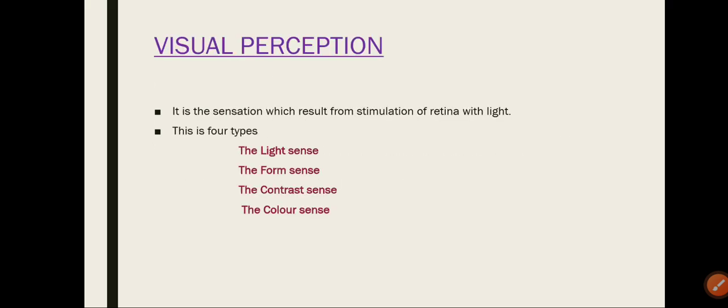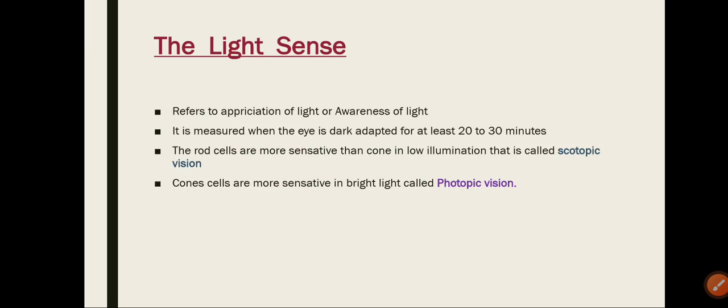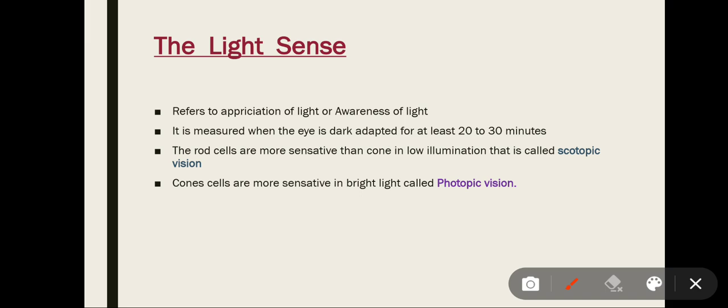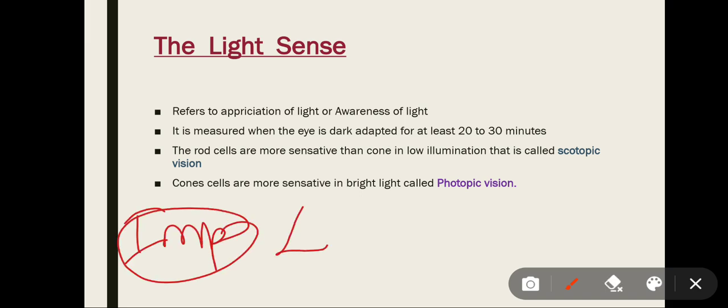So now, in light sense, this obviously refers to the appreciation of light, the awareness of light, and it is measured when the eye is dark adapted for at least 20 to 30 minutes. We have already discussed that the rod cells are more sensitive than cones in low illumination. This is called scotopic vision. Cone cells are more sensitive in bright light, called photopic vision. So here is an important point, that is dark adaptation.